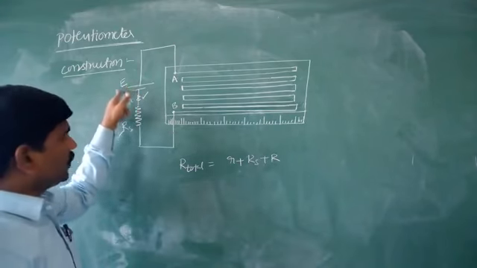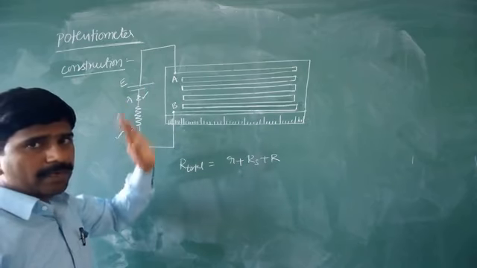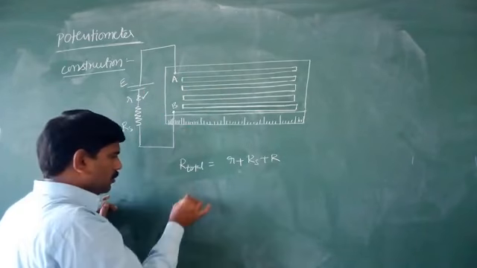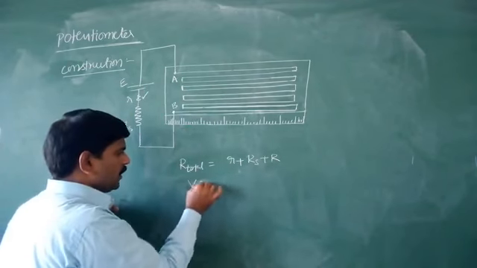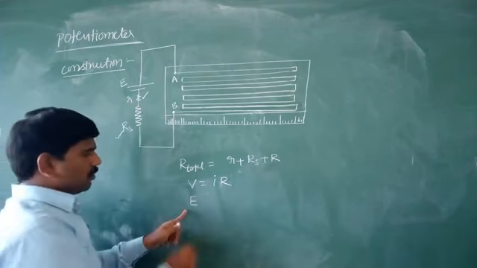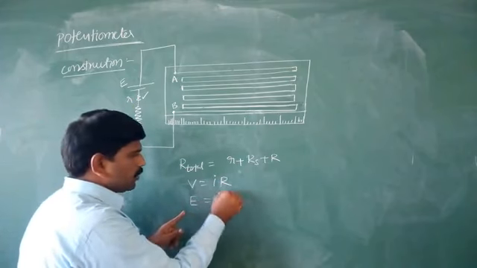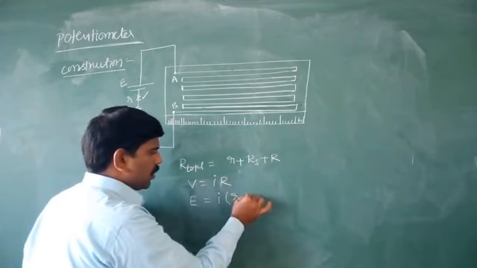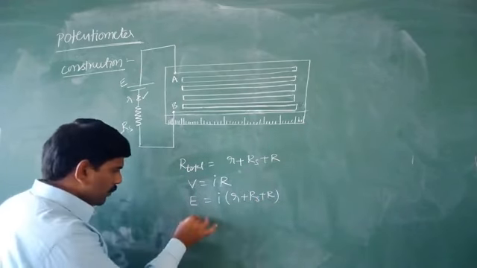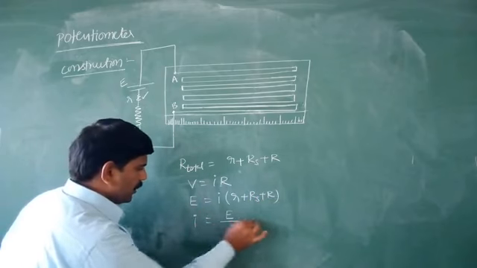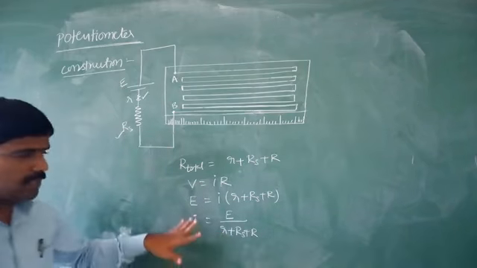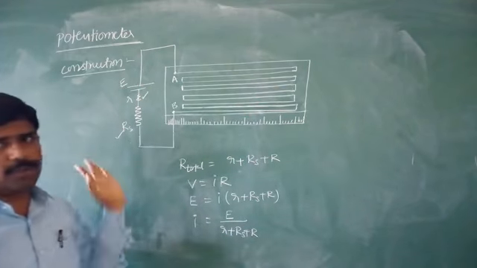The EMF of the battery is equal to E. Therefore, what is the total current passing through this circuit? According to Ohm's law, V is equal to I into R. Here the EMF is E, so E is equal to I into R total, where R total means small r plus Rs plus capital R. Therefore, current I is equal to capital E by small r plus Rs plus capital R. This is the total current passing through this potentiometer wire.